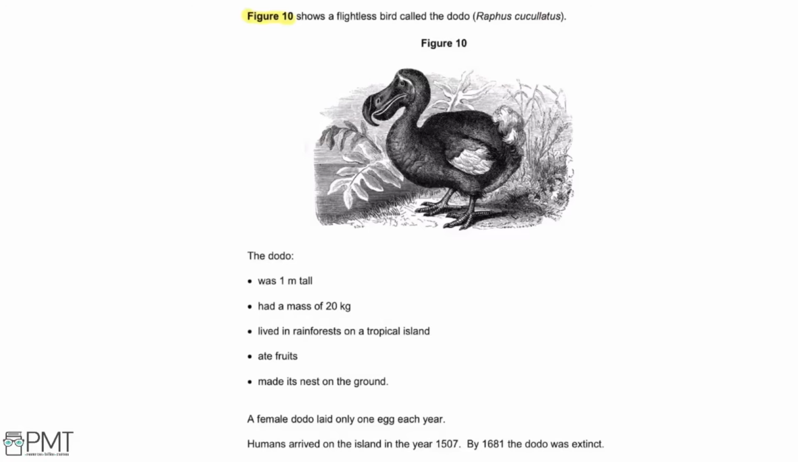Figure 10 shows a flightless bird called the dodo, Raphus cucullatus. The dodo was 1 metre tall, had a mass of 20 kilograms, lived in rainforests on a tropical island, ate fruits, made its nests on the ground, and a female dodo laid only 1 egg each year. Humans arrived on the island in the year 1507. By 1681, the dodo was extinct.